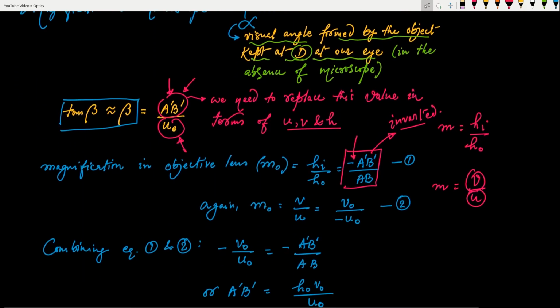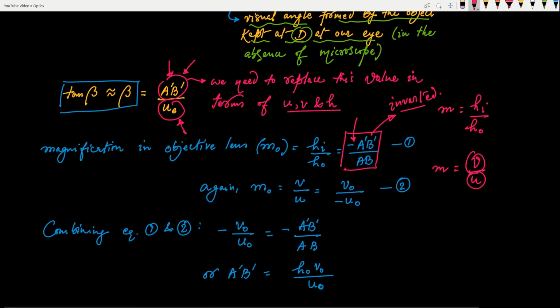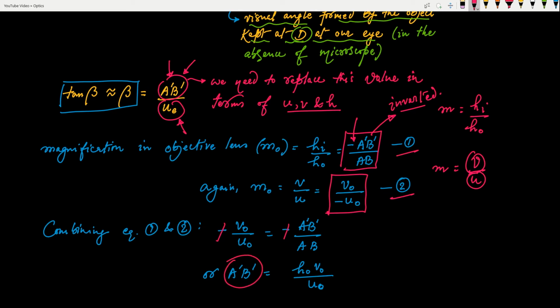So let's put the value here, and we got V by U as V naught by minus U naught. Simple as that. Now if we combine equation 1 and equation 2, then we can say that minus V naught by U naught is equal to minus A dash B dash by AB. Simple. Now this negative will get cancelled. Now you can find the value of A dash B dash, which is actually our required target. So we got A dash B dash in terms of H naught, V naught and U naught.